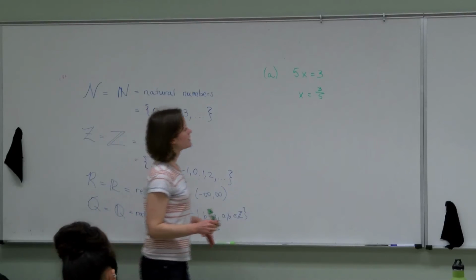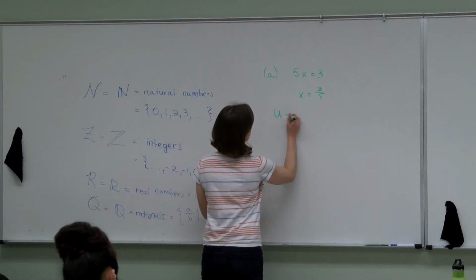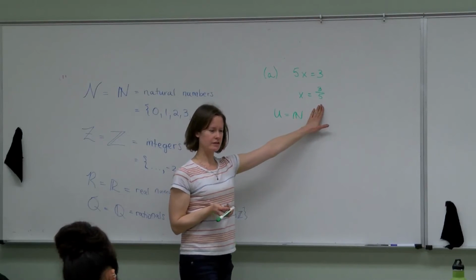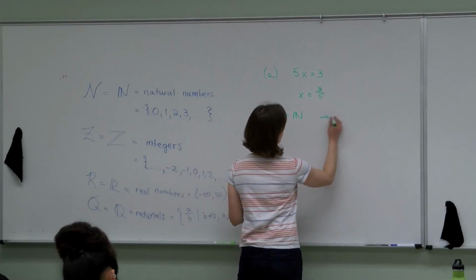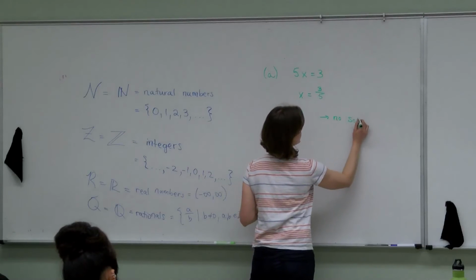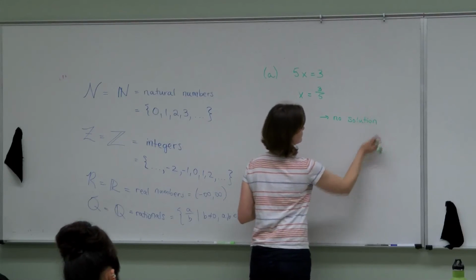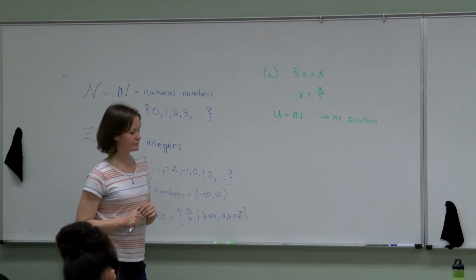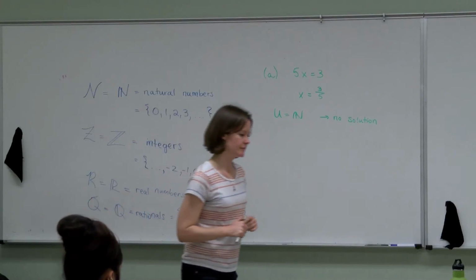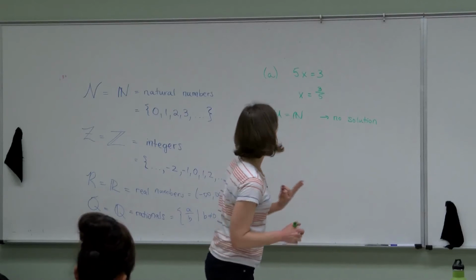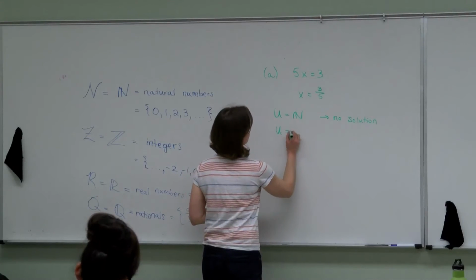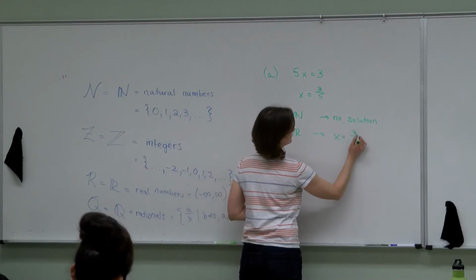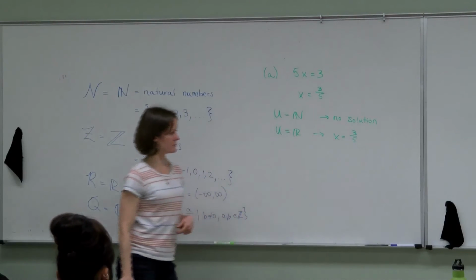But if our universe is N, then 3/5 doesn't live in that universe. So in this case, there would be no solution. But in the second universe, which is the real numbers, then we know the only solution is the real number x equals 3/5.